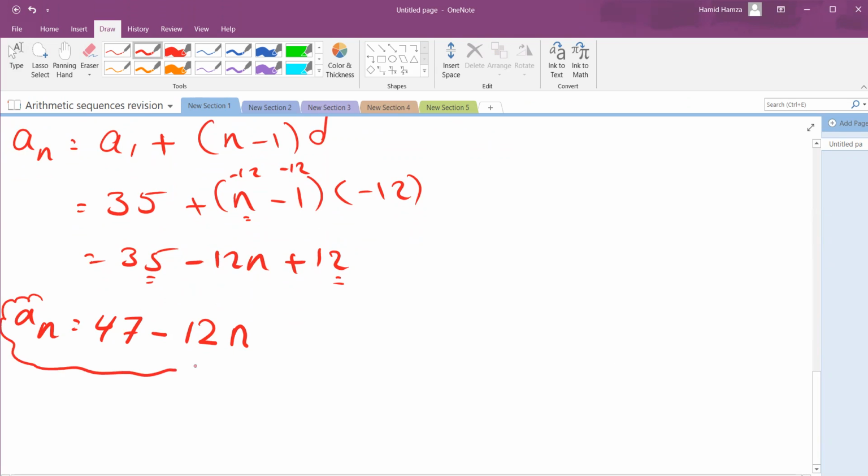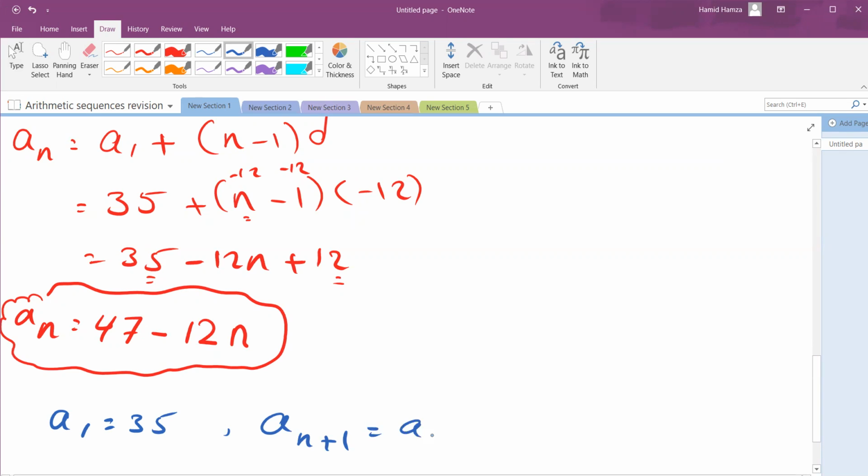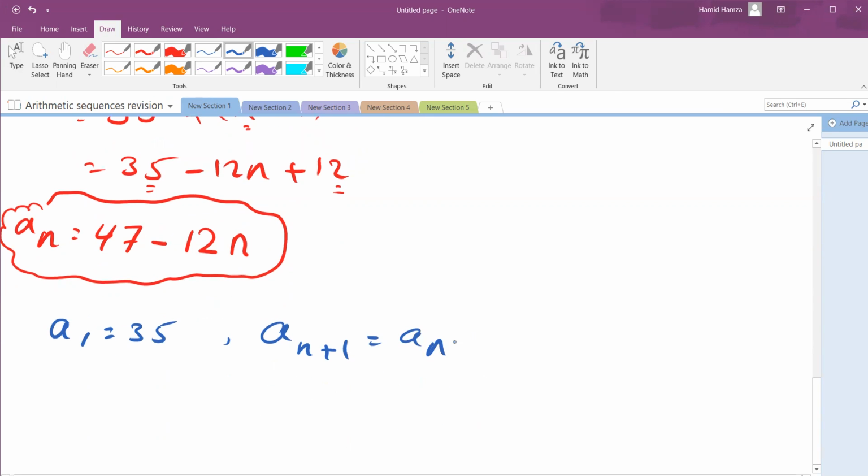What about the recursive formula? The recursive formula, as I told you, starts by stating the first term, a1 equals 35. Then an plus 1 equals an plus d. D in this case is negative 12, so it will be an minus 12.